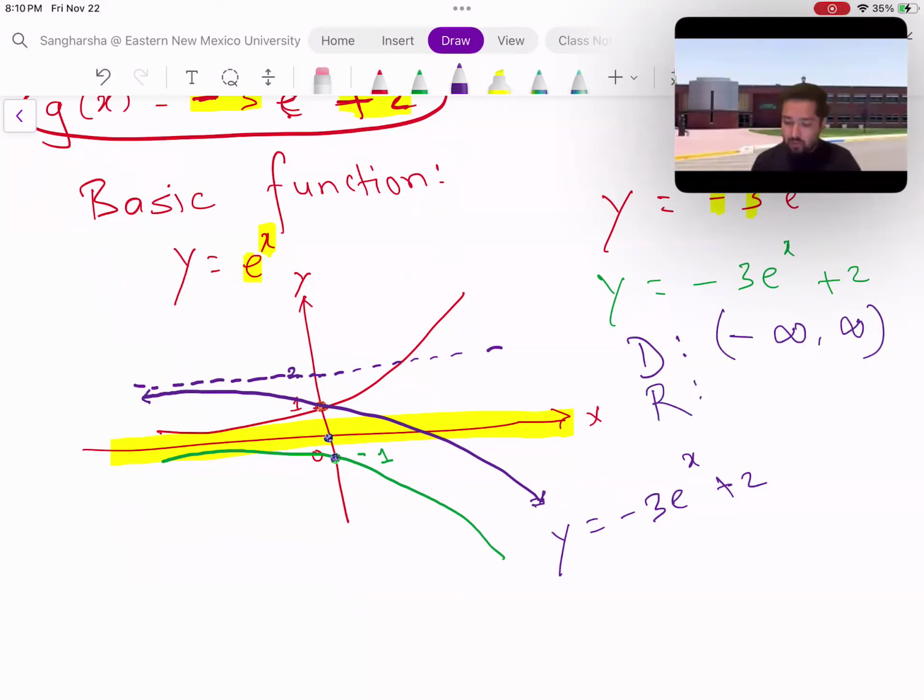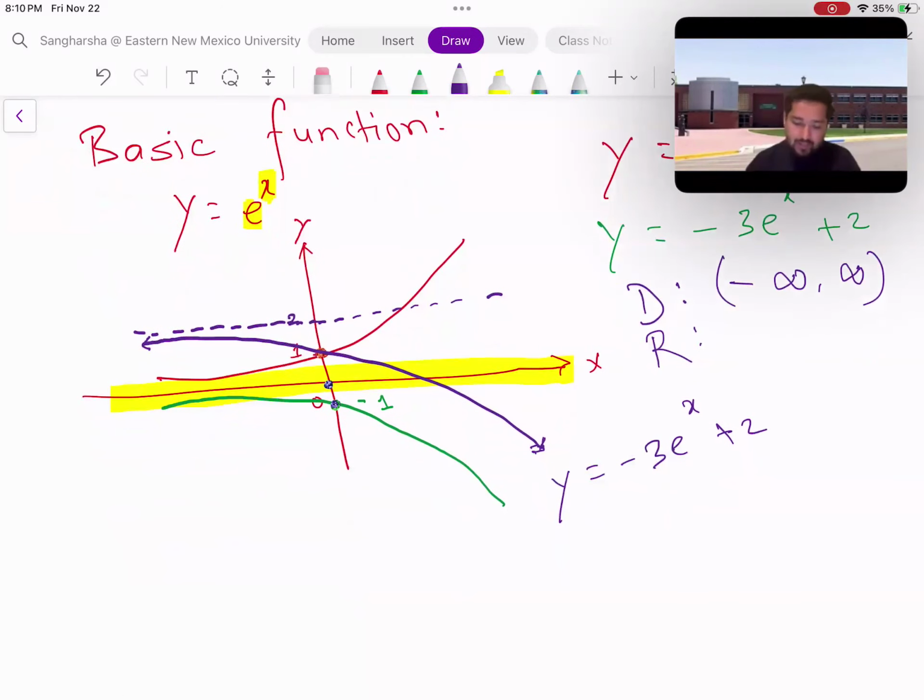And we also need to find the range. And range is the y values that this graph takes. So for range, you look at how far you can extend your graph up and towards downward.